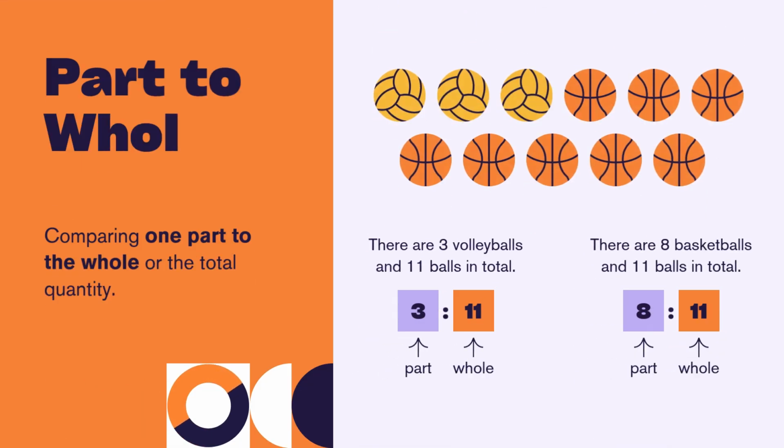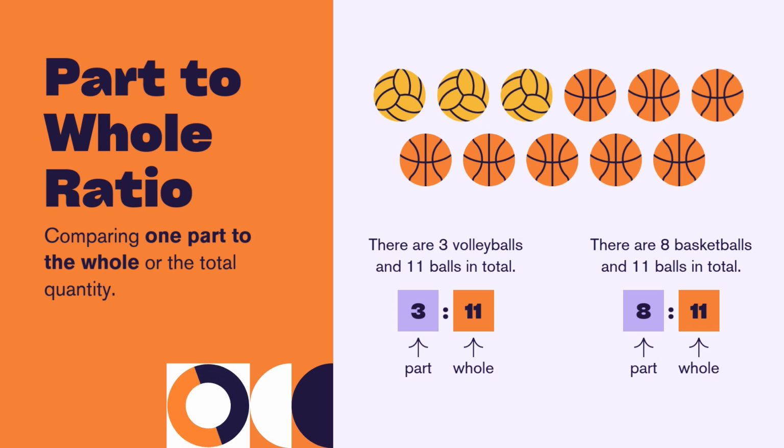So we proceed to the next type, that is the part to whole ratio. Part to whole ratio means comparing one part to the whole or a total quantity. I have taken an example. You can see that there are three basketballs in yellow color, and the rest are eight basketballs in orange color. So there are three basketballs out of 11 in total. So you can give the ratio as 3 is to 11. So it is different from the part to part ratio.